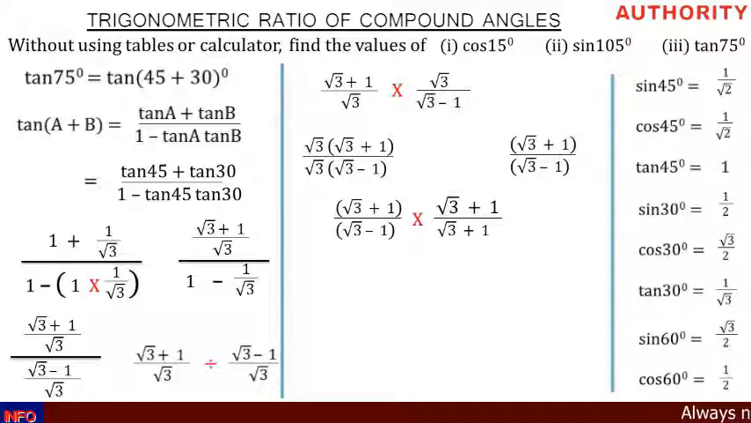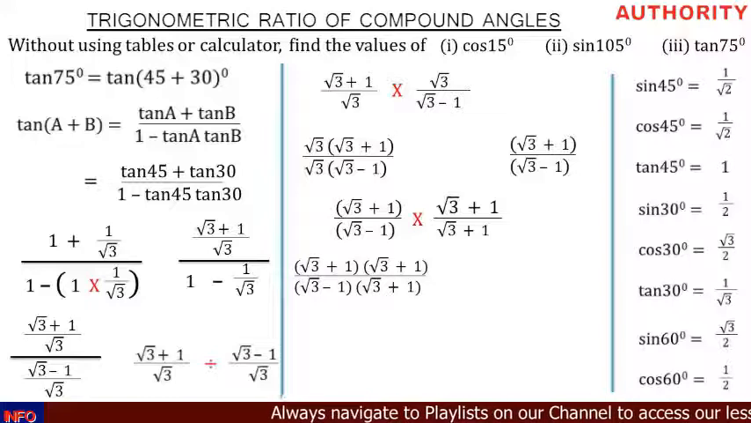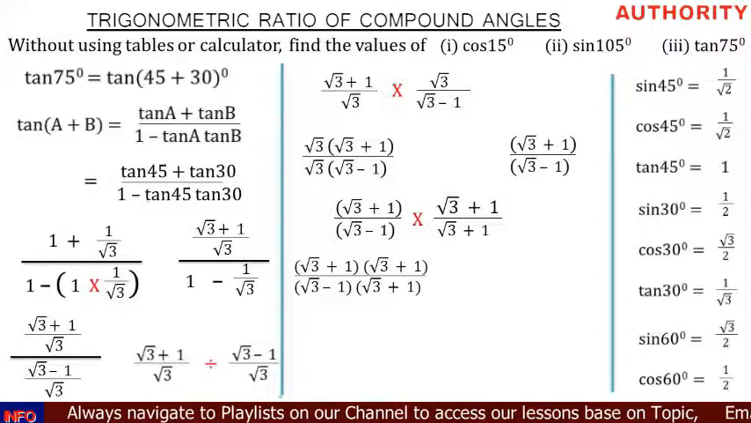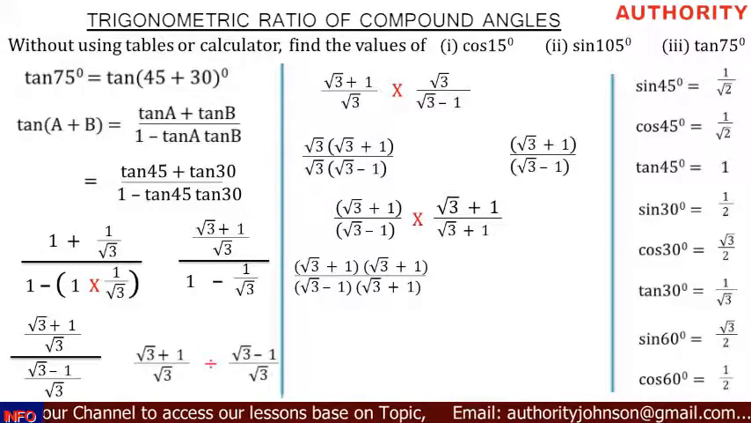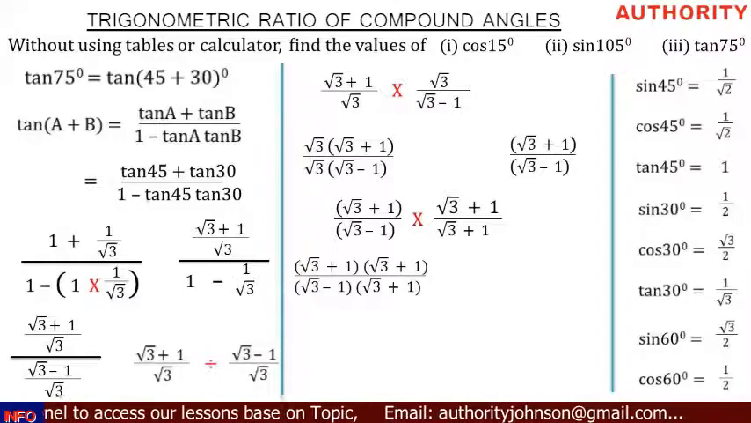So we're going to have (root 3 plus 1) all over (root 3 minus 1), times the conjugate, (root 3 plus 1) all over (root 3 plus 1). Now let's multiply. In our numerator, we're going to have (root 3 plus 1) times (root 3 plus 1), all over (root 3 minus 1) times (root 3 plus 1). Okay. Now let's multiply properly in our numerator.